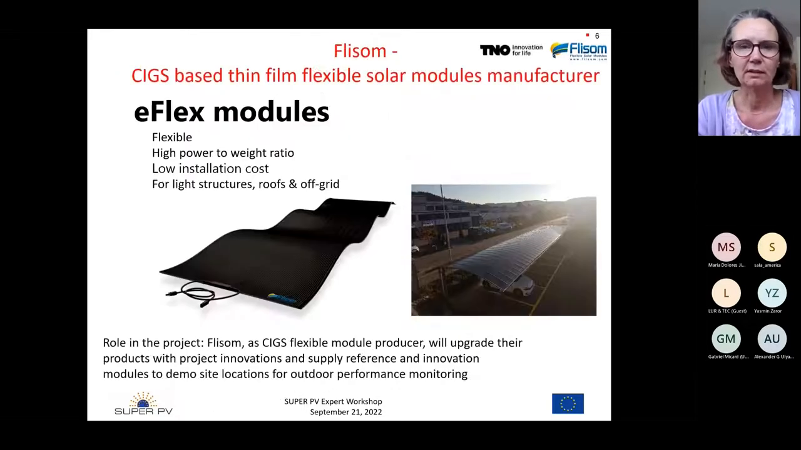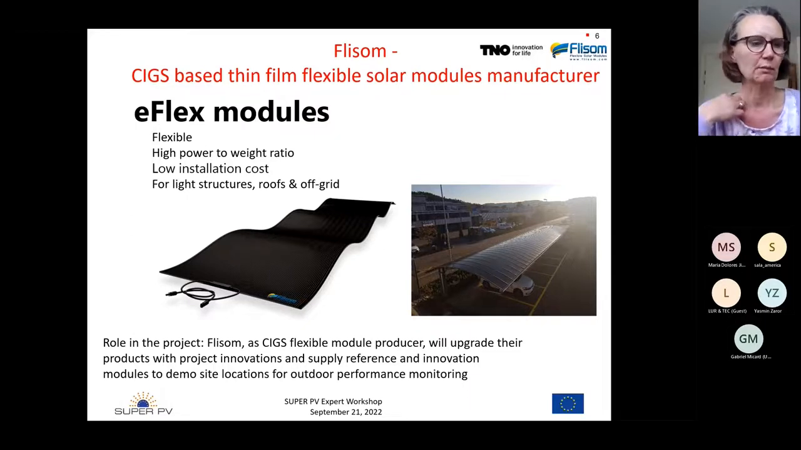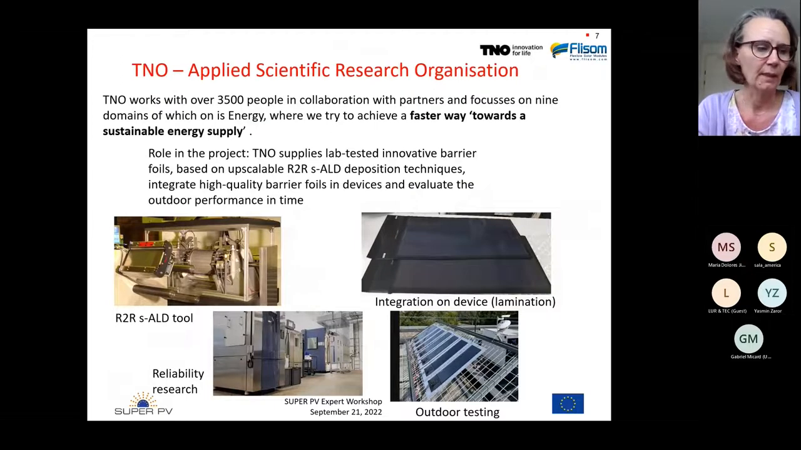So two partners are mainly involved in this part of the work that I present today. First is Vliesom. They are a solar module manufacturer. As I told, it's CIGS-based thin film flexible module. One of their products is the eFlex module. They are very flexible, have a high power to weight ratio, they have low installation costs, and they can be used for light structures, roofs, and off-grid applications. And the role of Vliesom in this project is to upgrade the products with these innovations and supply reference and innovation modules to the demo site locations for this outdoor performance monitoring.